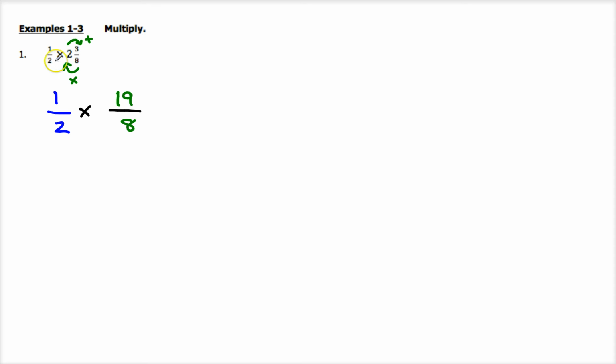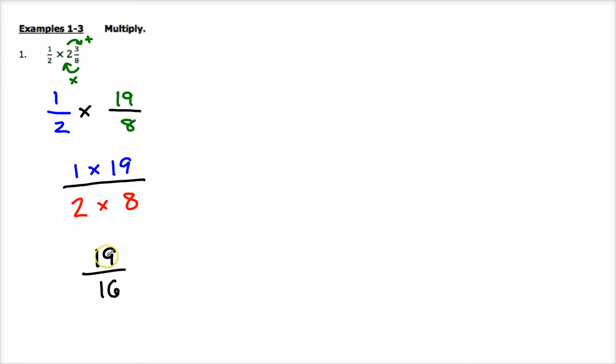So now I'm going to multiply like usual. I'll multiply my numerators together, 1 times 19, and my denominators, 2 times 8. I look for any opportunities to cancel. For this one, I don't have the ability to cancel. 1 and 19, neither of those are divisible by anything that 2 and 8 is. So I'm going to multiply just 1 times 19 to get 19. And on the bottom, 2 times 8 will give me 16.